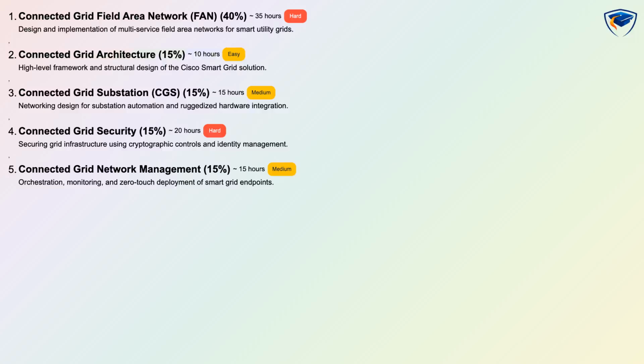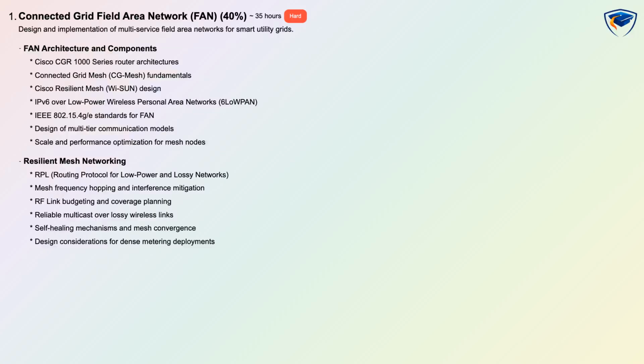monitoring. The Connected Grid Field Area Network domain carries 40% of the exam weight and is rated hard with an estimated 35 hours of study and scenario-based assessment. You will learn how to design and implement multi-service field area networks for smart utility grids, including Cisco CGR1000 series router architectures and connected grid mesh fundamentals.